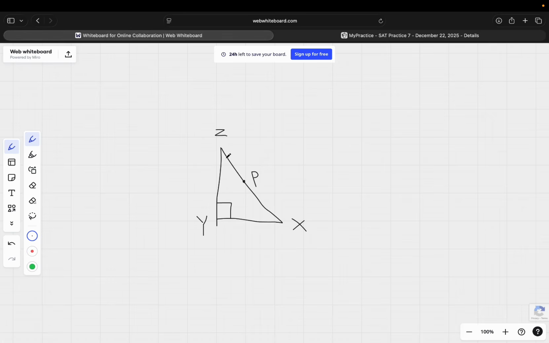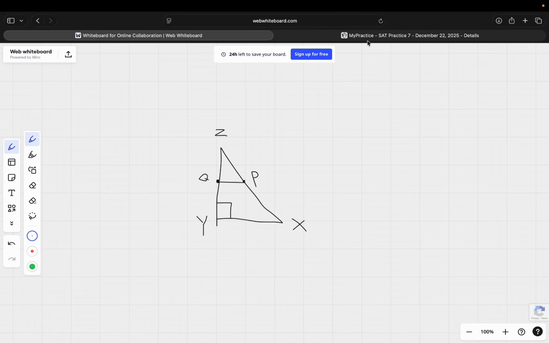So point Q lies on YZ such that if we draw a line between Q and P, it's parallel to this line. Okay, so they have the same slope, but they never touch. So that's kind of what they mean.